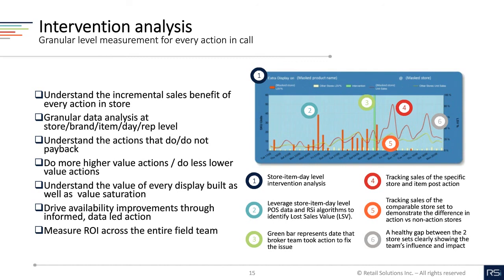Every single action taken by a field or broker team generates an example like this one, with a mix of positive and negative stories. The positive helps build a comprehensive recommendation of the right action, item, store, combinations to take. The negatives or non-returning examples also help build a view of non-returning low-value actions that should be avoided in the future.